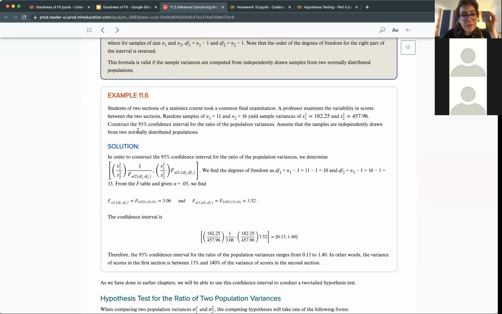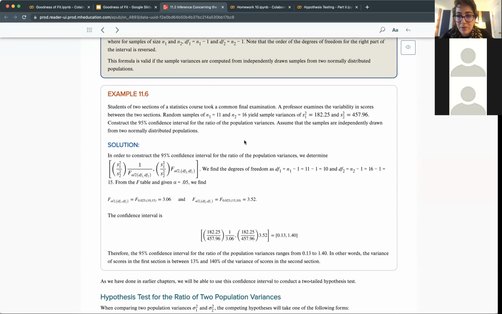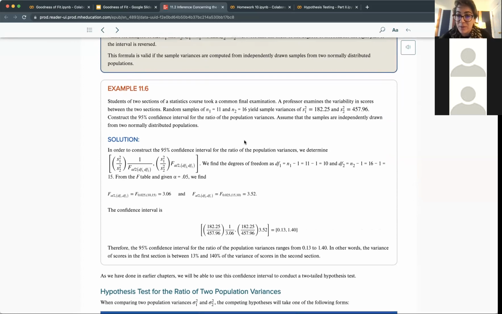Students of two sections of a statistics course took a final, and we are looking into the variance between the two sections to see if there is a statistically significant difference between them. This could be interesting if perhaps one class started in the morning and the other was at night, and you're interested: do students who take class at night perform better than students who took class in the morning? You're looking at how much the grade varies between these two classes.